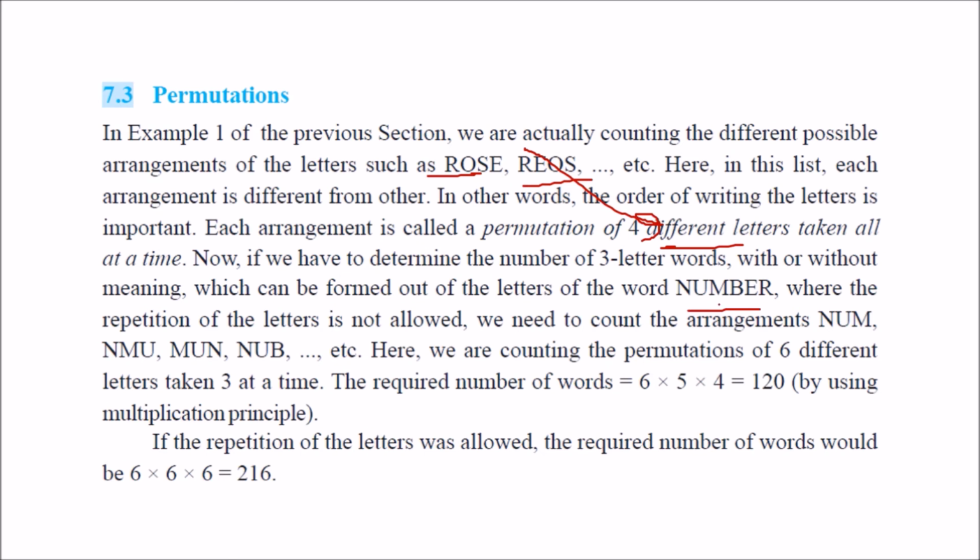For example, just take this word NUMBER. Now, how can you choose 3 letters from this and make another word, with meaning or without meaning? So from NUMBER, you can choose NUM, you can choose MUN, you can choose NUB. All these you can choose, any of these. So the required number of words is what?